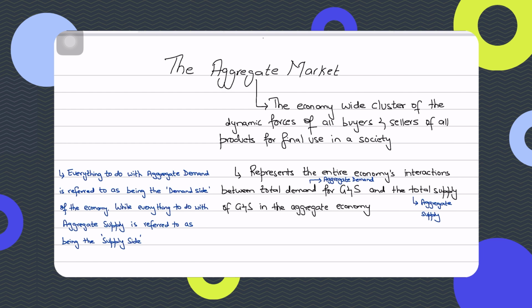And the AD-AS model, or the concept of aggregate demand and aggregate supply, is a fundamental framework in macroeconomics that is used to explain the level of prices in the economy and the output levels in the economy. It captures and models the various economic fluctuations that happen across the wider economy.